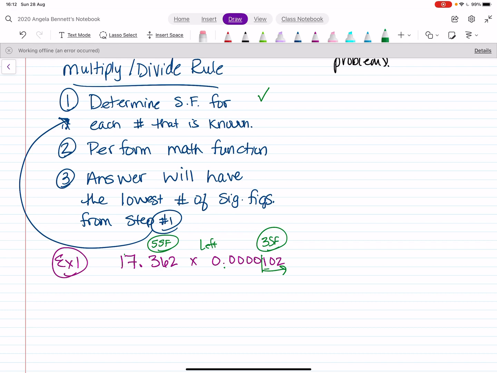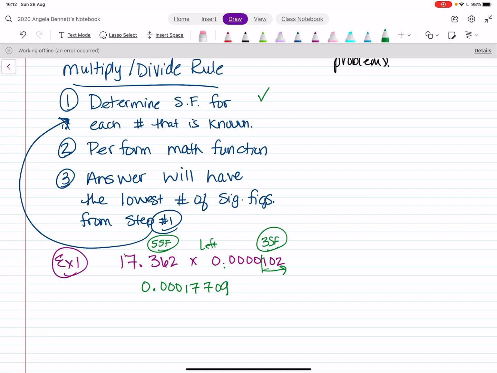Now I'm going to do the math. 17.362 times 0.0000, making sure I put in the right number of zeros, 102. Now, if you're doing this with me, your calculator says, like my calculator anyway, says this. Yours should hopefully say the same thing. Or I put something in the calculator wrong.